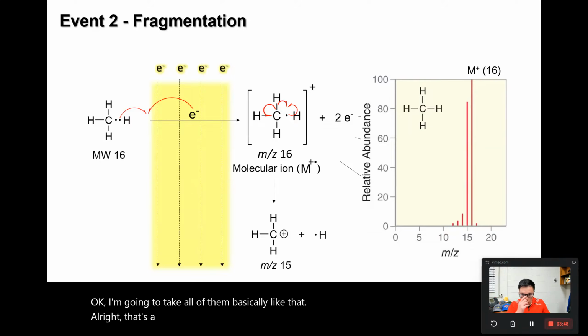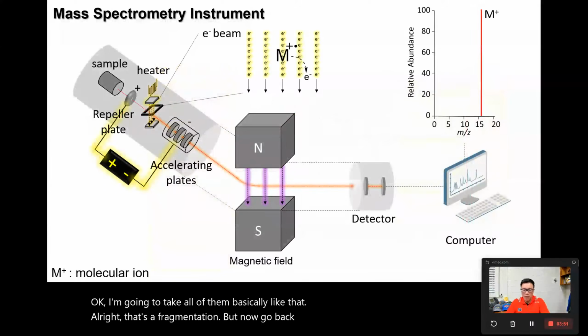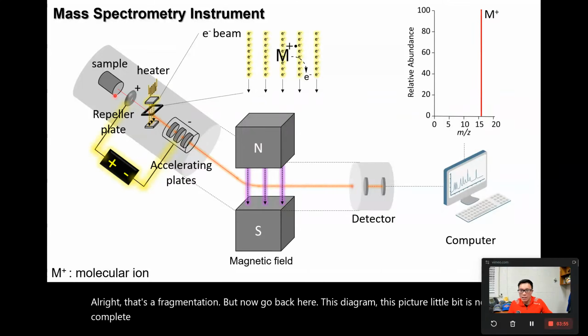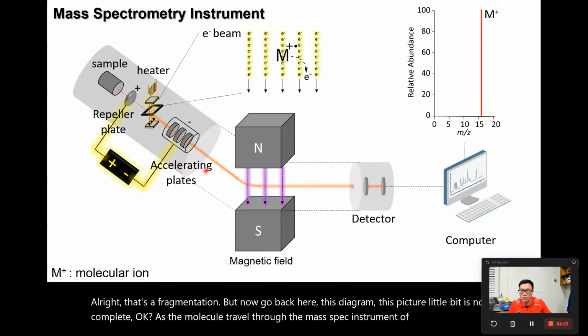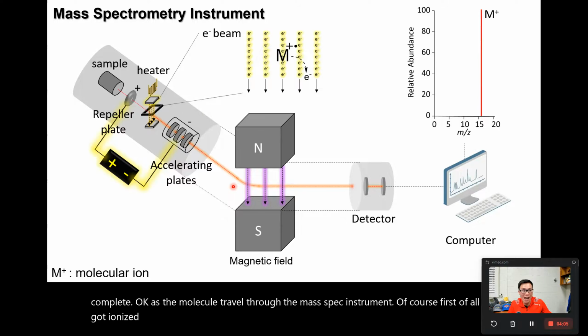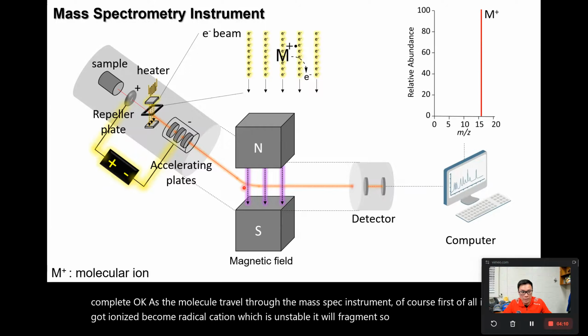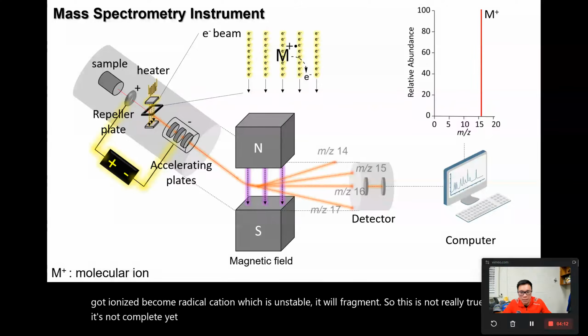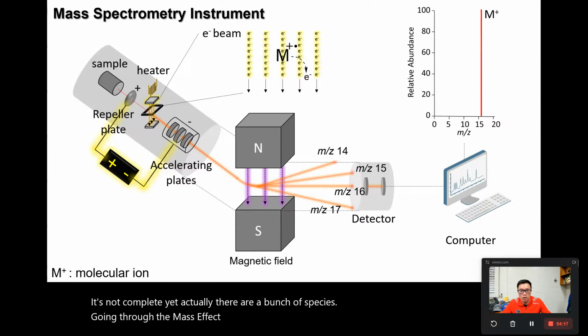But now go back here. This diagram, this picture, is a little bit not complete. As the molecule travels through the mass spec instrument, first of all, it gets ionized and becomes a radical cation, which is unstable. It will fragment. So this is not really true, it's not complete yet. Actually, there are a bunch of species going through the mass spec instrument, with mass per charge of 14, 15, 16, 17. That was supposed to happen, not just one species.